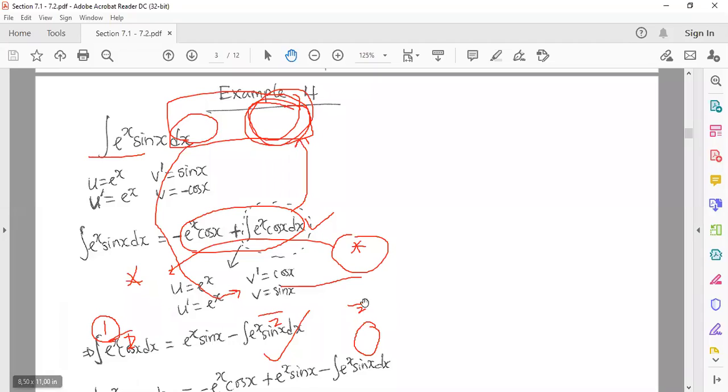So if you notice my notation again, at this stage you don't have a plus C because there's still an integral on both sides. But once I start to take everything to one side, then I need to introduce plus C. And again, because it's an indefinite integral.